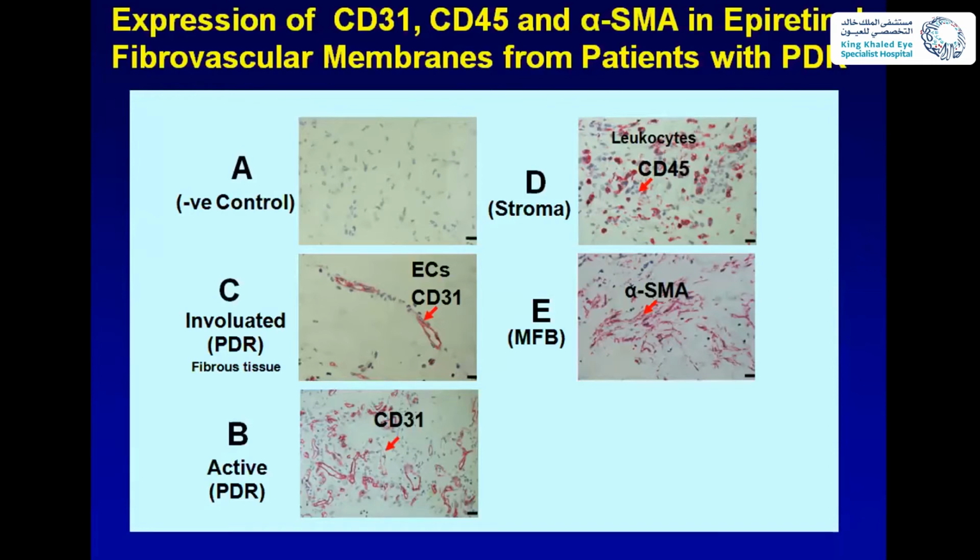Second is involuted PDR. What do you mean by involuted? This is inactive PDR, where only fibrous tissues are present. Fibrous tissue means the blood vessels are very few. But in active PDR, because of the tissue hypoxic condition, there is a growth of new blood vessels. You can see a lot of blood vessels here in CD31. The expression of CD31 is huge, massive. Its level is increased in active PDR. And for stromal cells, that is leukocytes, there is an increase in CD45.